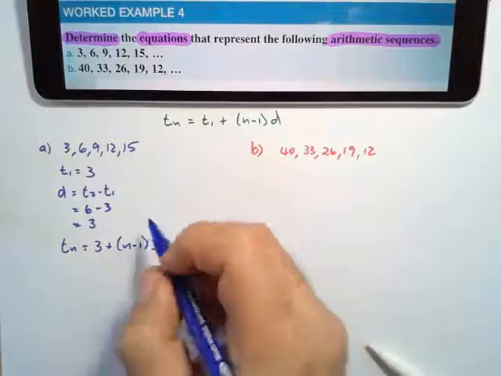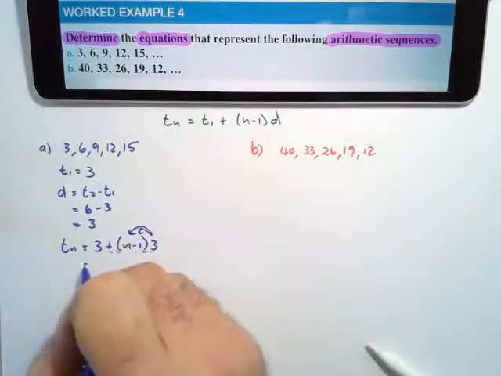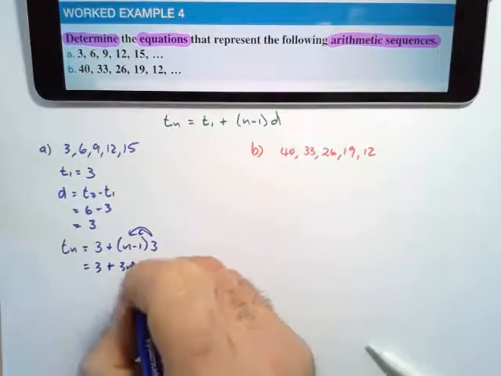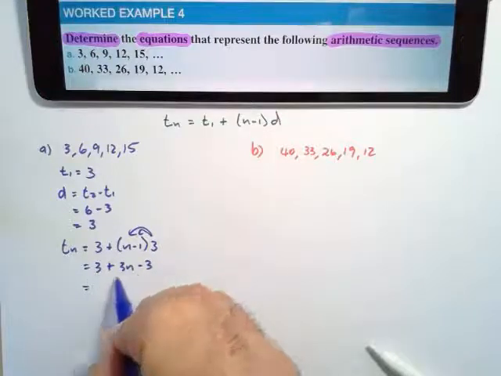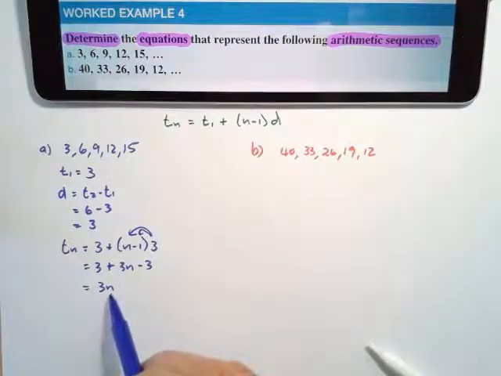I will now substitute this 3. I'm going to multiply this 3 back in here, and I'm going to say 3 plus 3 times n is 3n. 3 times 1 is negative 3. 3 minus 3 is 0, so I'm remaining with 3n. So the equation for Tn is 3n.